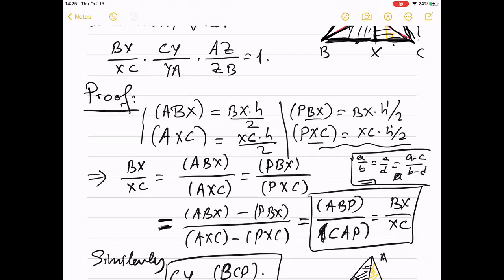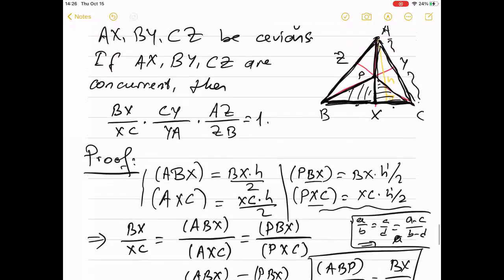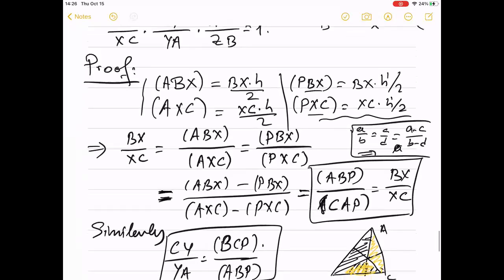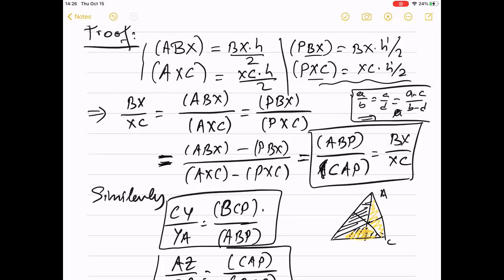Okay, let's finish this recording now. Oh, by the way, I did not finish, but I will also prove the converse of this statement. The statement says, if we have three cevians, and if they intersect at one point, then this product is 1. But the converse is also true, and I will prove it at the beginning of the next lecture.